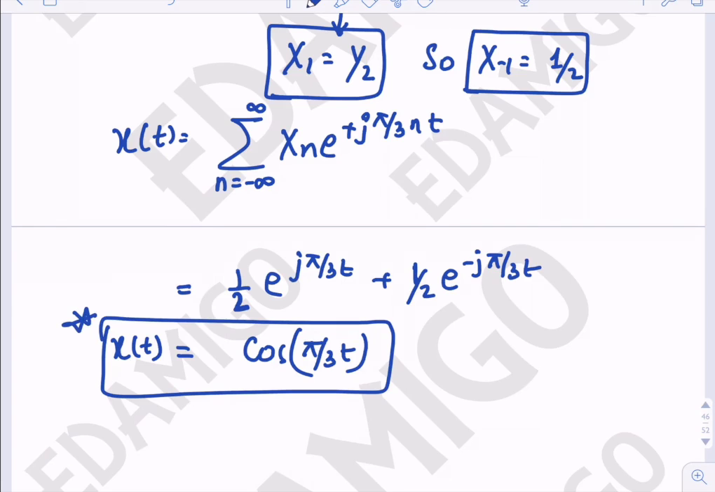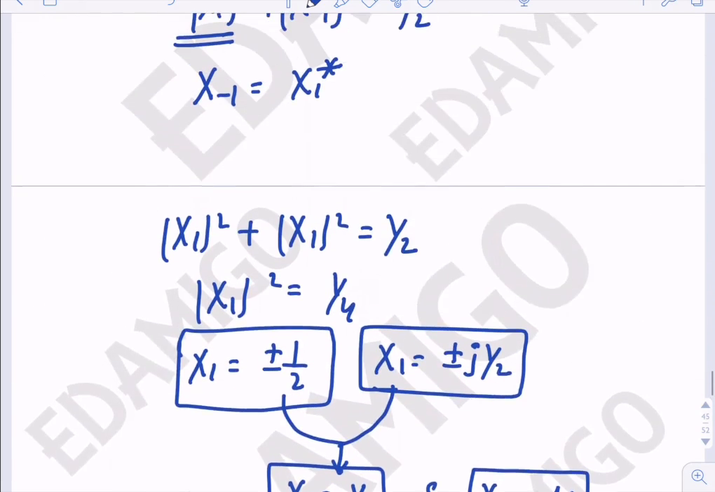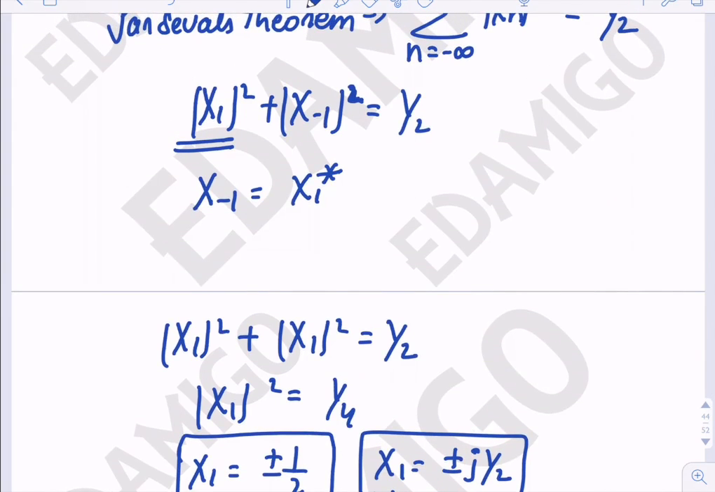So using these 5 questions, I have tried to give you the whole overview of the continuous time Fourier series. We have tried to learn all the important properties of the continuous time Fourier series.